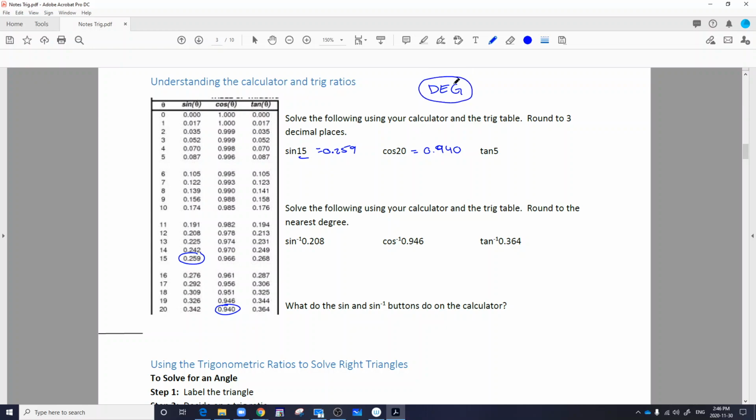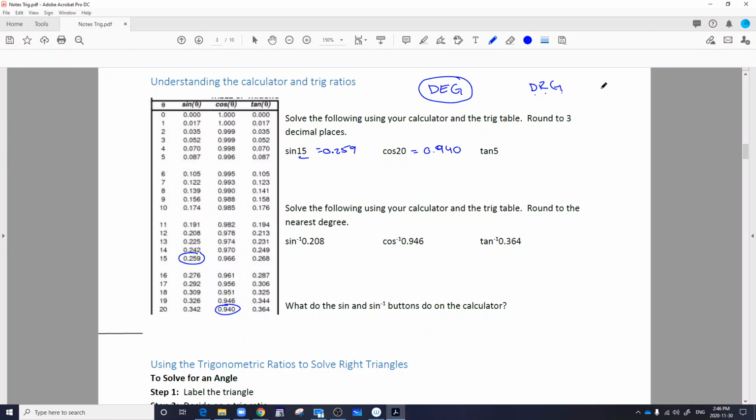If your calculator is not reading degrees at the top of it, depending on what calculator you have, on mine, I hit setup, and then there's a button that says D, R, and G. This stands for degrees, radians, and gradients. So if I click that button, I just want to make sure that I'm in degrees.